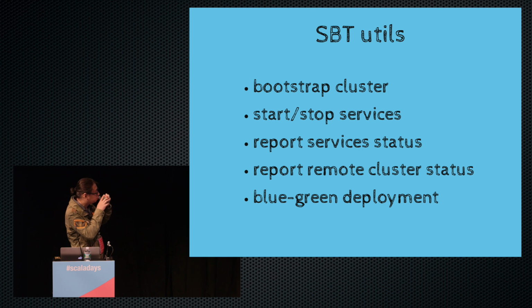To make this all developer friendly, we also developed SBT utils, including the SBT script to bootstrap the cluster, start and stop services, report services status in the cluster, and report remote cluster status. And we also have a blue-green deployment script in this SBT utils. That allows us to do blue-green Akka Cluster deployment, so that if you have any incompatible services you want to bring into the new cluster, you can use blue-green deployment. That's very handy for us, where you can just start SBT, say start catalog, and it will start the catalog service, stop catalog, and it stops the catalog service. So you don't have to view each microservice in a different SBT window.